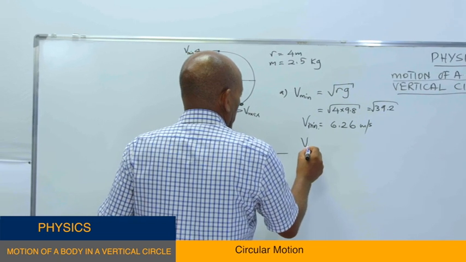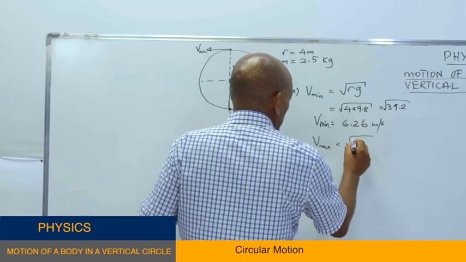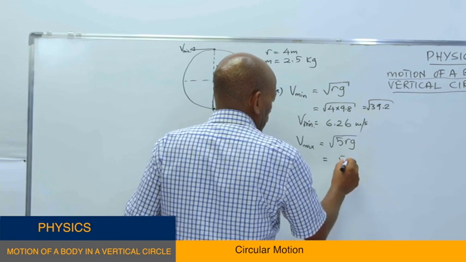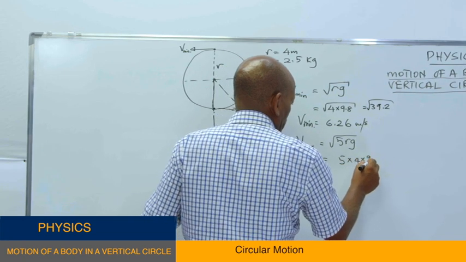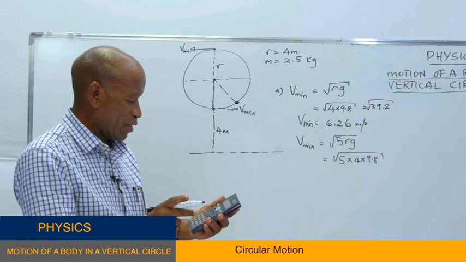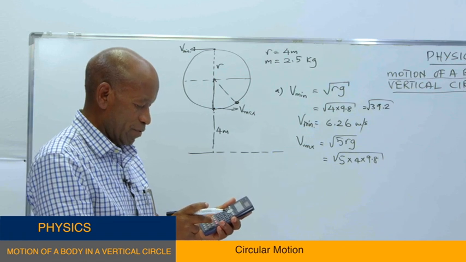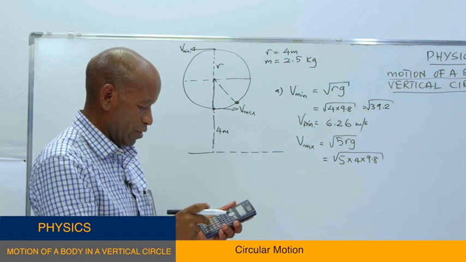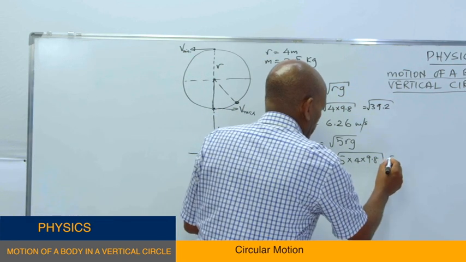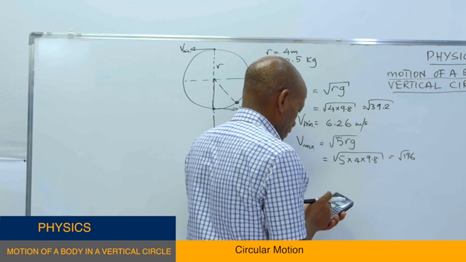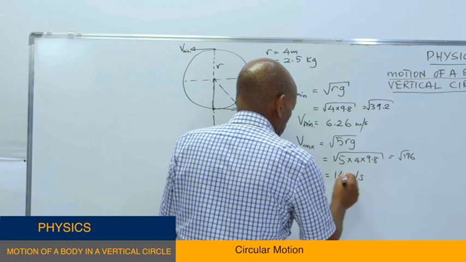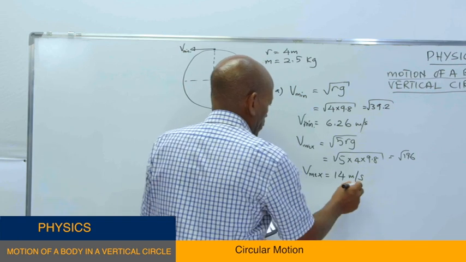This maximum velocity is equal to the square root of 5 times rg. Now it's a matter of substituting. We get 5 times the radius, which is 4, times g, which is 9.8, and we look for that square root. That is 5 times 4, that is 20, times 9.8, which is 196. The square root of 196 is equal to 14. So the maximum velocity at the bottom is 14 meters per second.